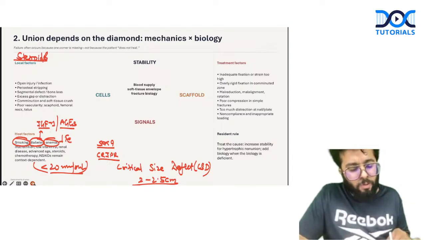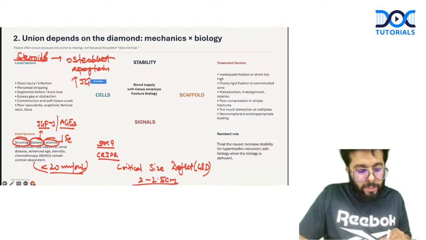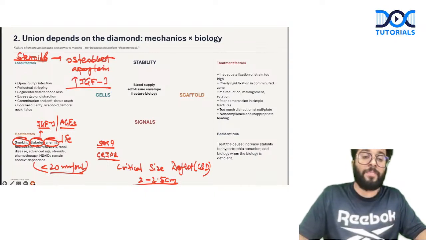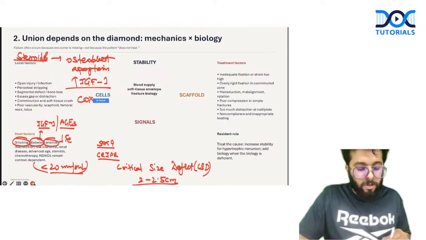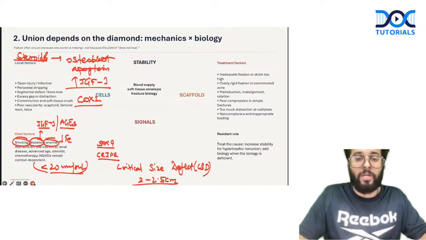What do steroids do? They cause osteoblast apoptosis. They cause increased IGF-1. All these lead to cell death, right? You have NSAIDs, the COX factors. The COX-2 pathway is activated. All these lead to compromised vascularity and hence cell death and osteoblast compromise or apoptosis, and hence decreased union. Right.